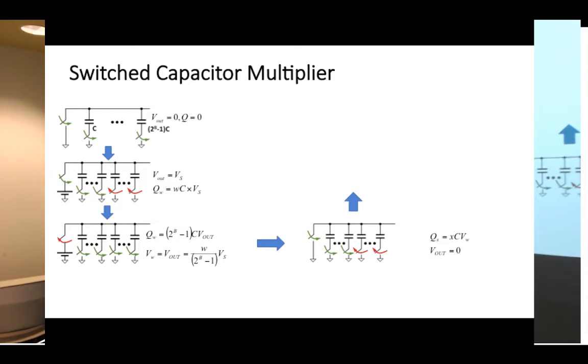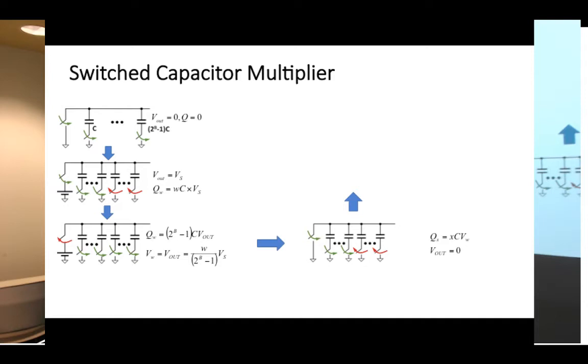And then in the third step, I disconnect the source. That's what that red arrow is showing. I disconnect the source, but all the capacitors are now connected. Because it is disconnected from the source, there is no extra source of charge. Whatever was stored before will be redistributed among all the capacitors. So by equating the total amount of charge, we can calculate the output voltage, which is V out equal to W over 2 to the V minus 1 of Vs, right?